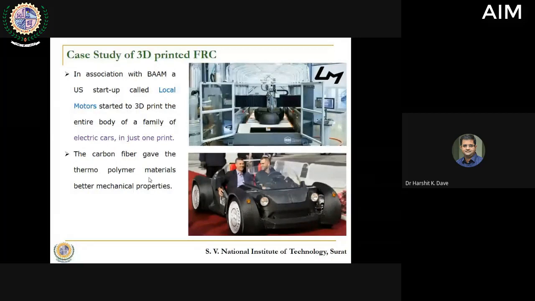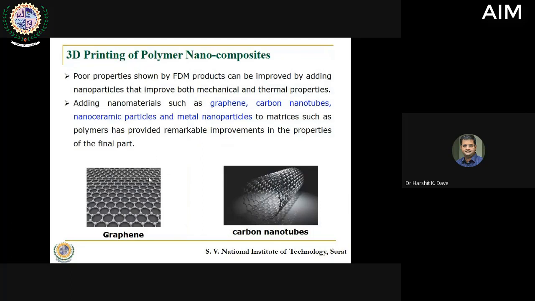Another observation has been the success story of Local Motors, a US startup, where they have 3D printed the entire body of an electric car in a single go. So they have printed the entire body as a single part with the help of carbon fibers, and it is working well for them. The second type of process which I want to discuss is the polymer based nano composites.